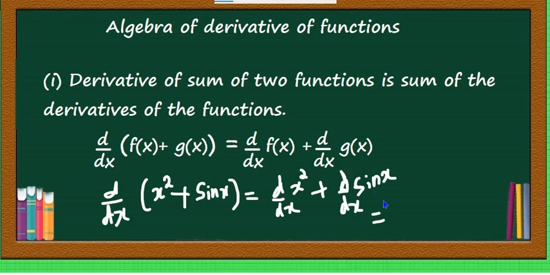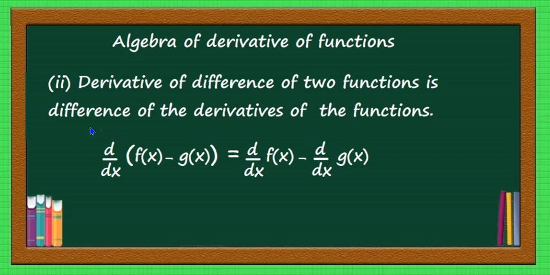What is the derivative of x square? 2x. You should remember this, x to the power n. What is the derivative of x to the power n? n x to the power n minus 1, that is 2x to the power 2 minus 1, that is 2x, plus what is the derivative of sin x? Cos x. And this is the answer for this problem, and this is the method of applying this rule.